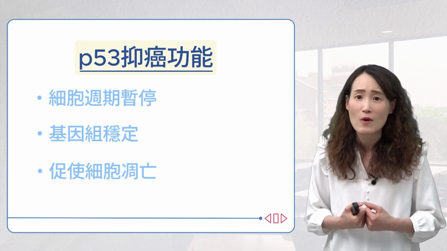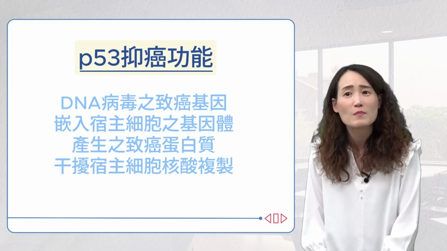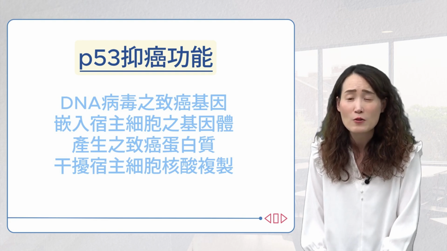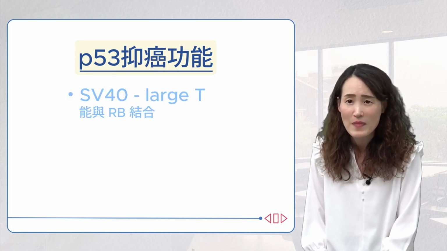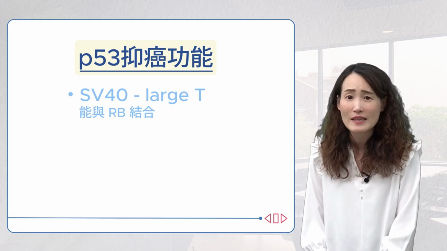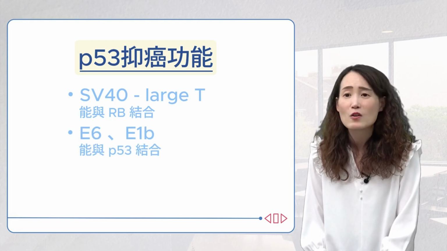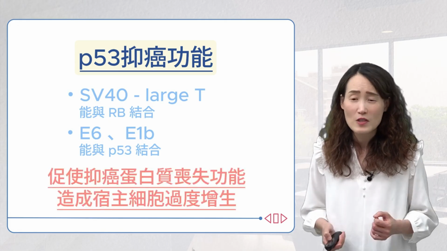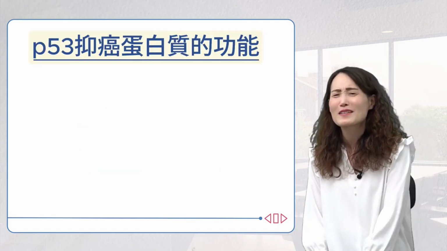These DNA viruses produce oncogenes, which integrate into host cells, and the resulting proteins interfere with the host cell's nucleic acid repair capabilities or inhibit the functions of tumor suppressor proteins. For example, the large T oncogene produced by SV40 can bind to the tumor suppressor protein RB in host cells. Additionally, E6 and E1B can bind to P53, resulting in the loss of these tumor suppressor functions, causing excessive proliferation of host cells. Next, the teacher will introduce P53.